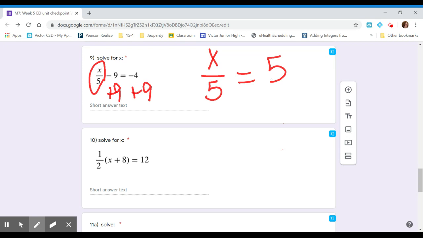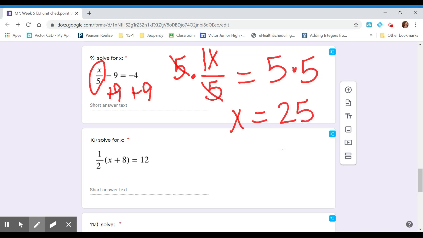We can think about the reciprocal. This is the same as 1/5 x. So 1/5 of x is 5. So we need to find out what x is. So the inverse operation would be to multiply by 5. 5 divided by 5 is 1. So x equals 25.